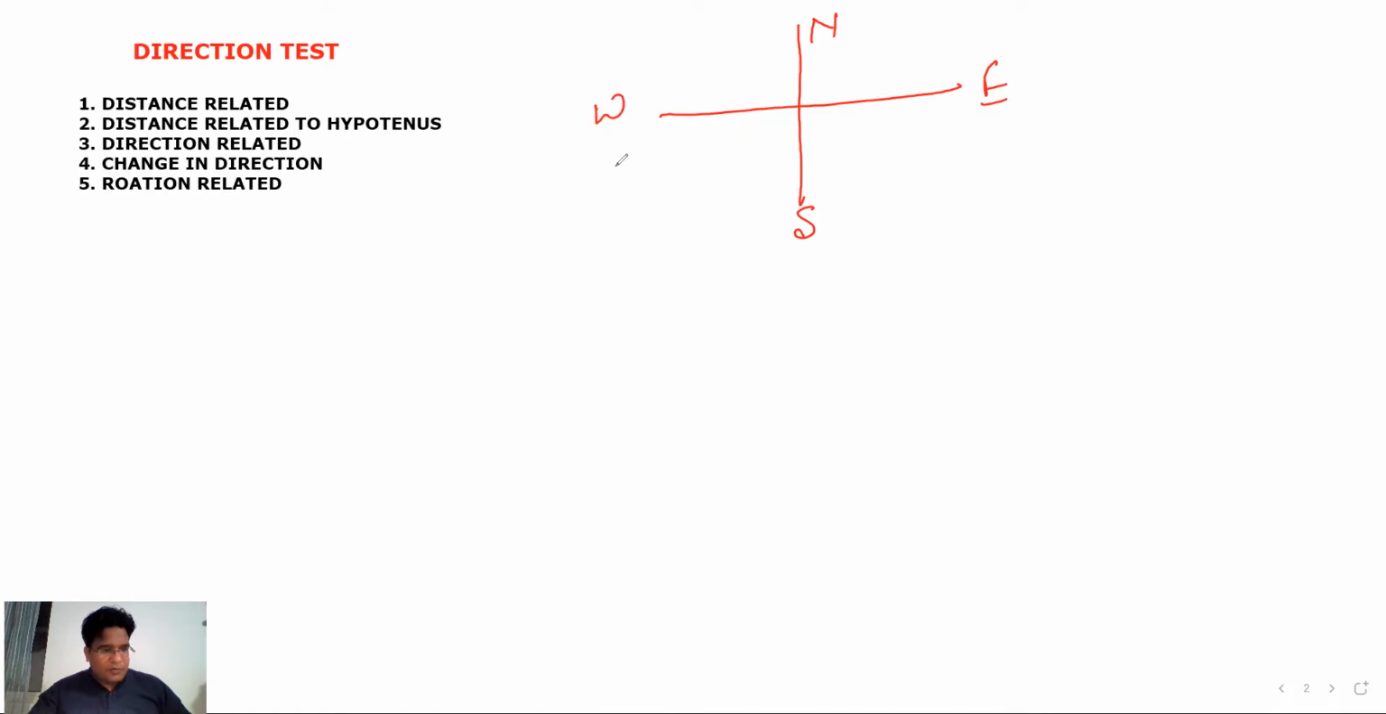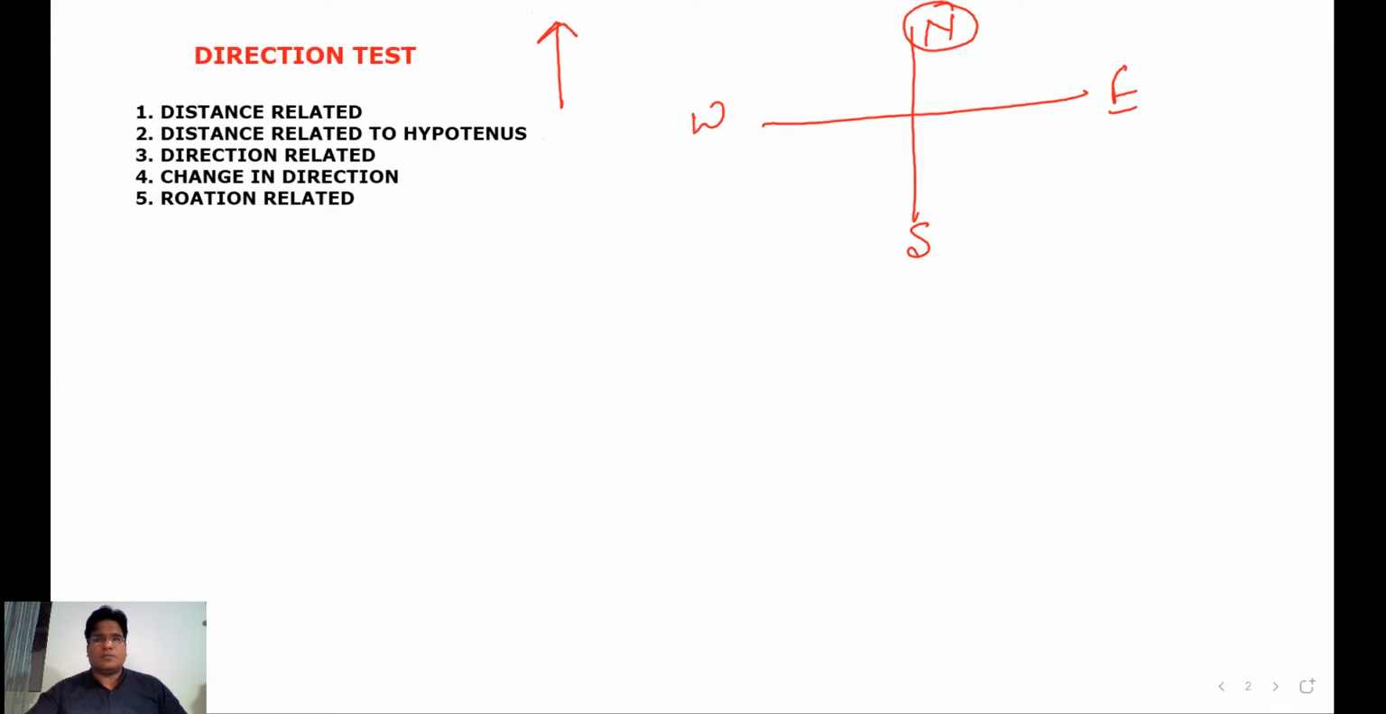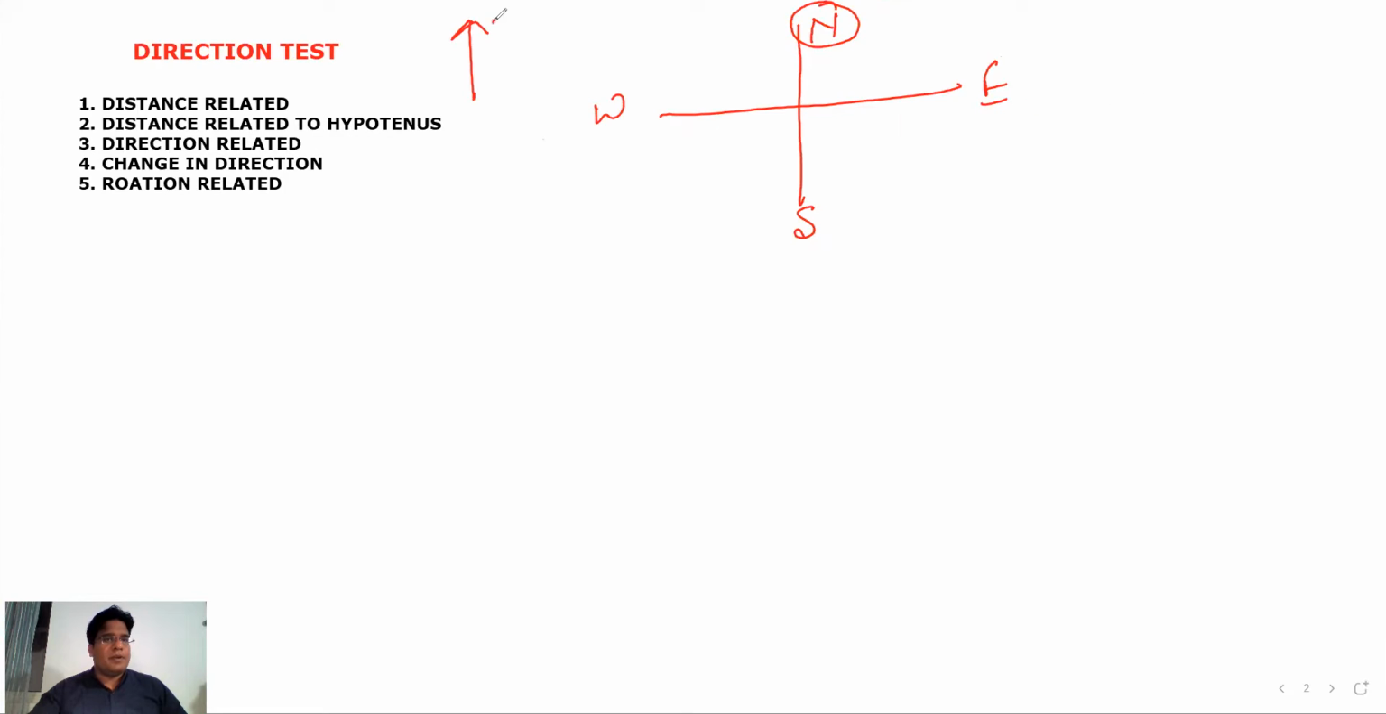Whenever we are going to do this type of question, what we have to do? We have to put north always in front of us, like this. In which direction are we showing? It doesn't mean that we are facing towards south or west. If there is a paper and we are going to draw a direction, the north is always in front of us. Clear my point?